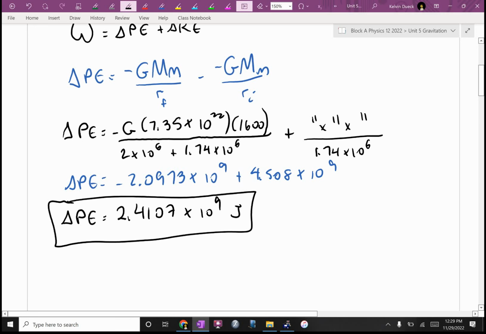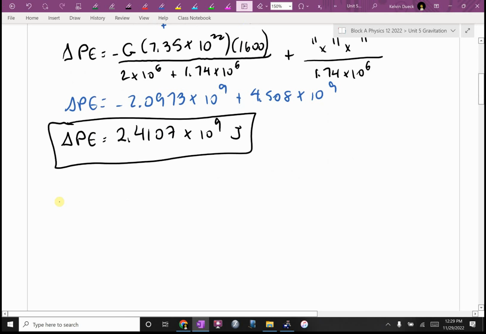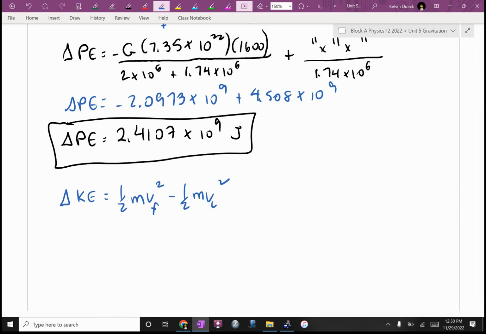Am I done? Now I've got to do change in kinetic. Nick, what's change in anything? You'll get it right one of these times, and then we'll have that little giddy thrill of success. Yeah, it's going to be a half mv final squared minus a half mv initial squared. Kinetic energy hasn't changed. We could create a cosmic version of kinetic energy by maybe plugging in v orb right there, but it's still a half mv squared.